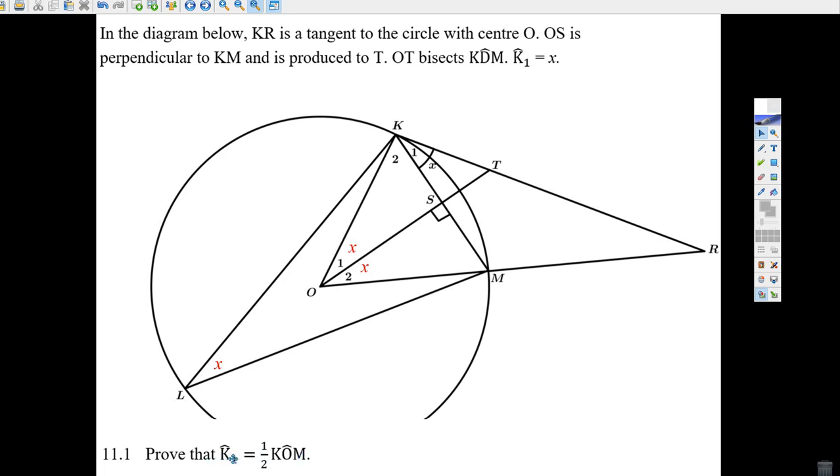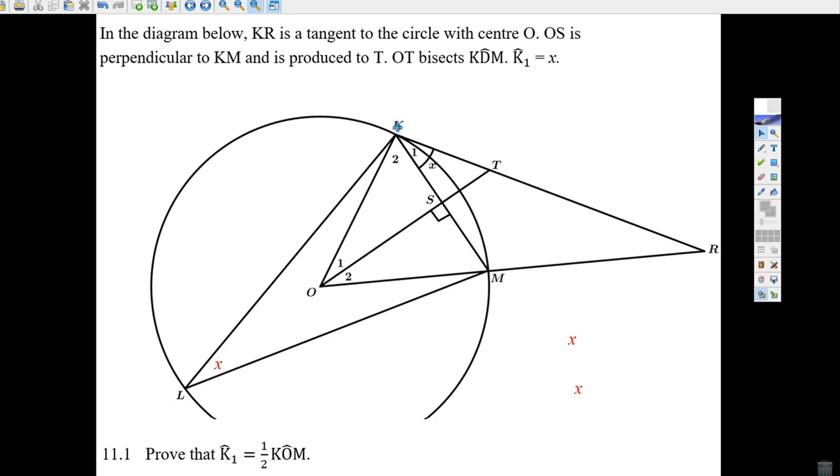It says prove that K1 is equal to half of the angle KOM. Well, how are we going to prove that? This is what we would do. We could say that's the angle between a tangent and a chord. And what does it equal? It equals the angle that subtends that same chord, the angle in the alternate segment. So that angle L must be x because of the tan chord theorem. So that's what you have to do to get started.